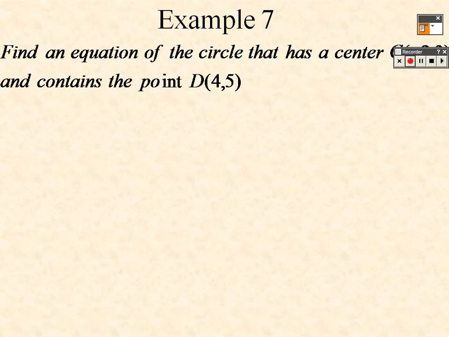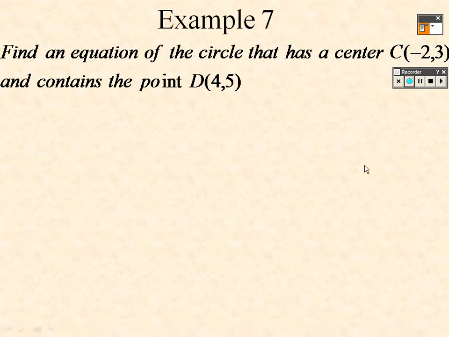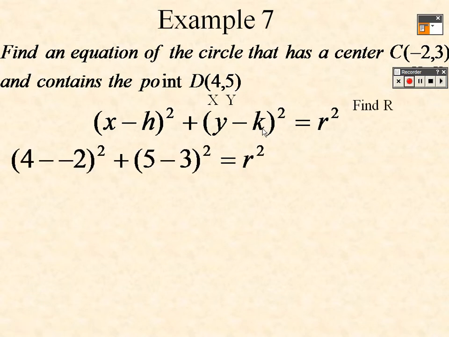Inconceivable! So find an equation of a circle that has a center of (-2, 3) and contains the point (4, 5). So that is our x, y because that's the point. So x is 4, y is 5. This is h, so I put a -2 in there. This is k, so I put a 3 in there. So this will help me find r.